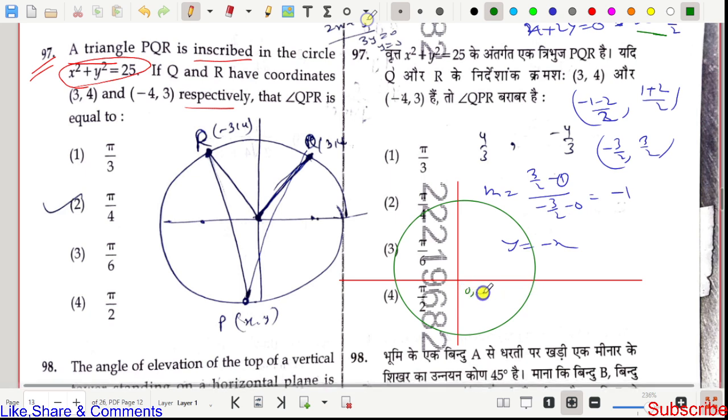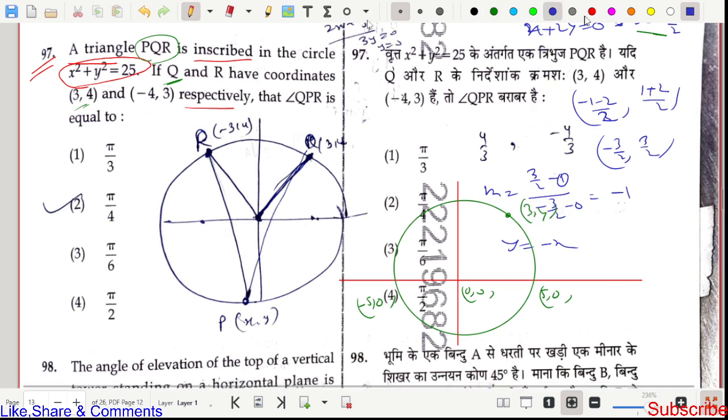So this is the center of this circle. Radius 5, this will be 5, 0. This is minus 5, 0. Okay, and the triangle PQR is on the circle. That means P, Q, R are points on the circle. So what is the information given? Q point coordinate is 3, 4. So it will be this point, 3, 4.